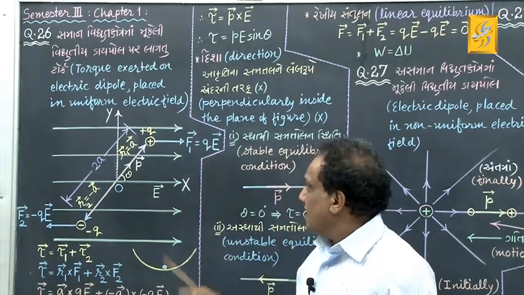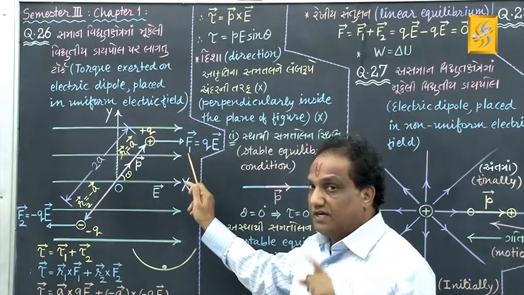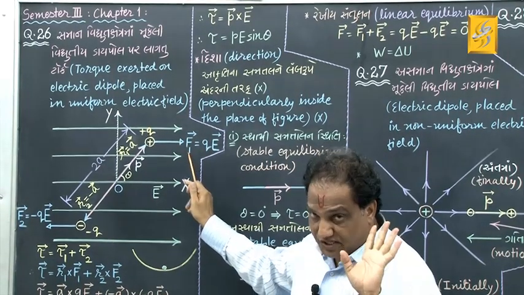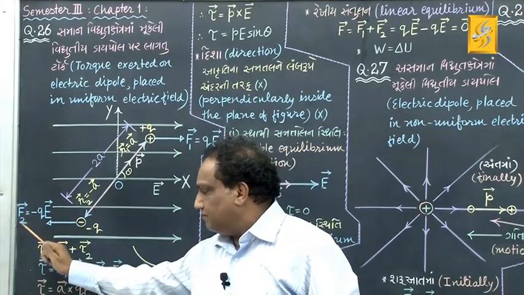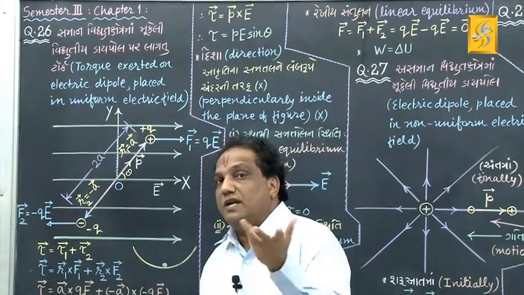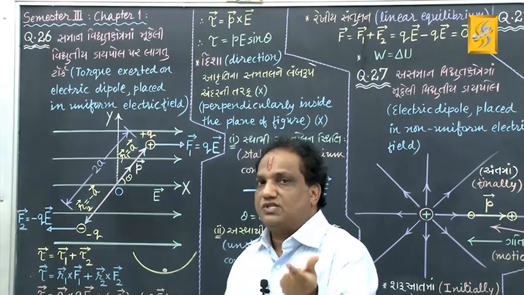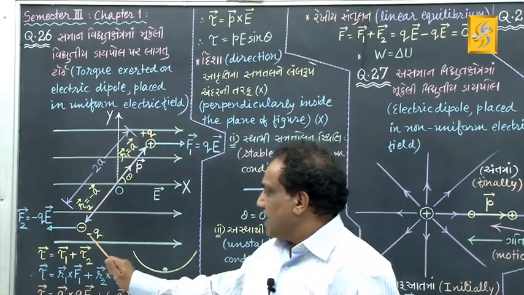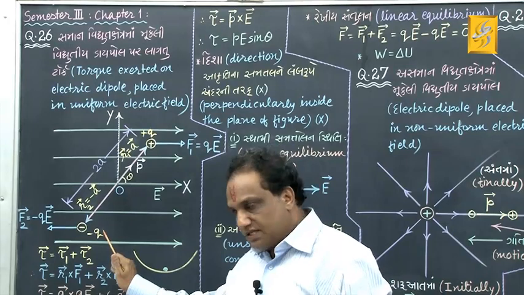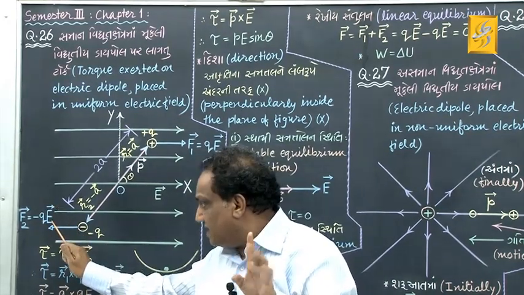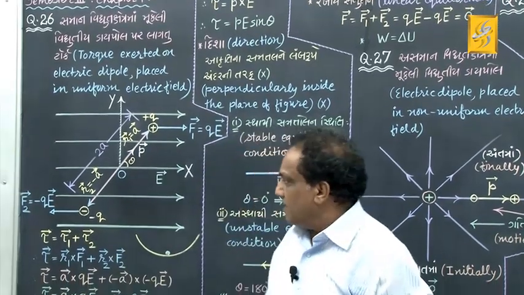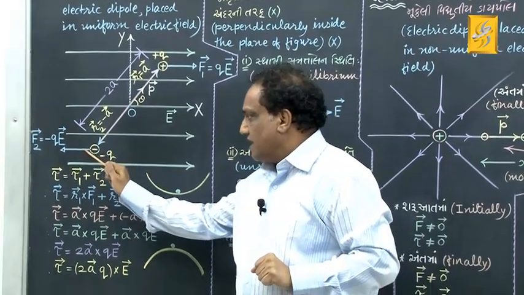Correct? Fine. Let it be vector F1. It is the electric force exerted on the first charge. What about this second charge? Let it be vector F2. Again, come on, electric force means what? Charge into electric field. But charge is minus q. Correct? Charge is minus q, into electric field vector E. Now tell me, why is it shown in this direction?